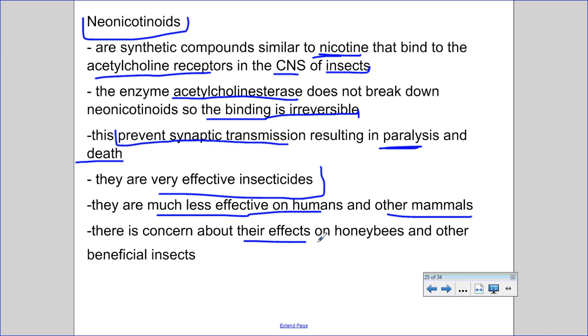However, there is concern about their effects on honeybees and other beneficial insects. It's been noted over the years that there's been a very dramatic and very rapid decline in honeybee populations and other pollinating insects as well. And this seems to line up with the use of insecticides such as neonicotinoids.